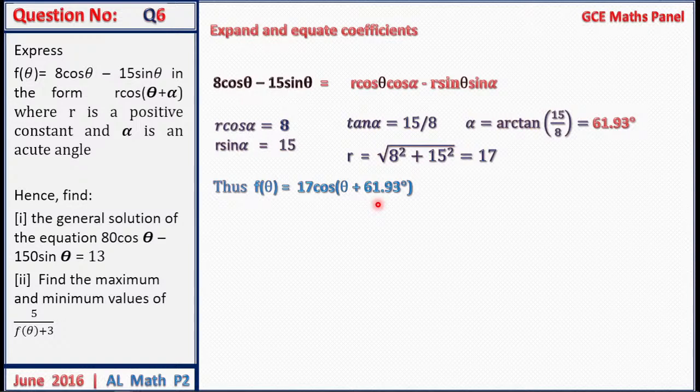Then we are equally being asked to find the general solution of the equation 80 cos theta minus 150 sin theta equals 13. So how do we do this? Well, if you look at this equation very well, look at this 8 cos theta minus 15 sin theta. They have just multiplied all through by what? By 10. They have multiplied all through by 10 and equated to 13.